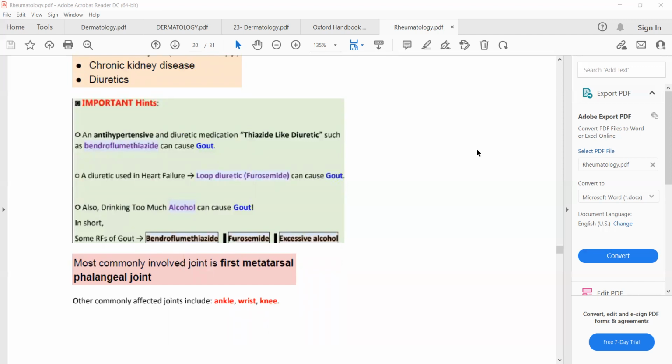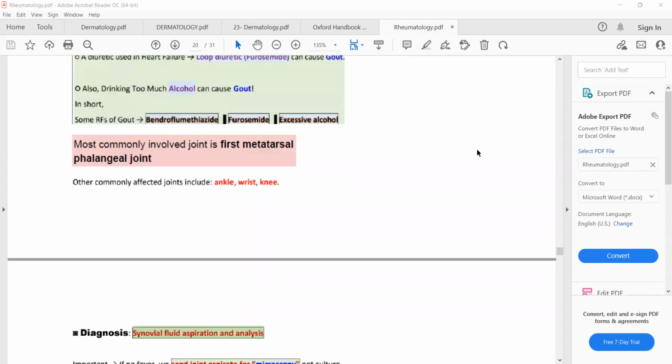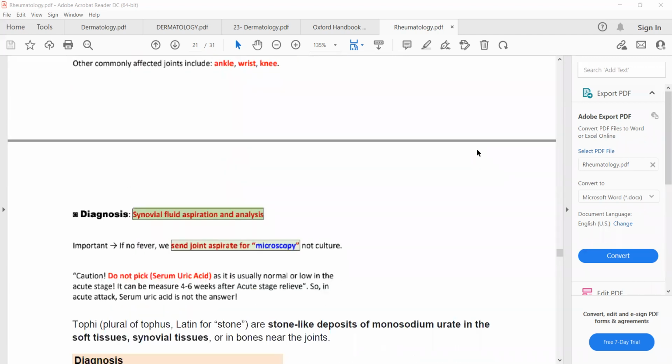The most commonly involved joint in septic arthritis was the knee joint, while the most commonly involved joint in gouty arthritis is the first metatarsophalangeal joint. Other joints can also be affected, such as ankle, wrist, and knee joints. But the most commonly involved joint is the first metatarsophalangeal joint. The diagnosis is done by analysis of the synovial fluid.